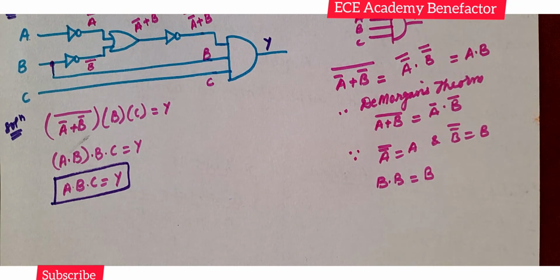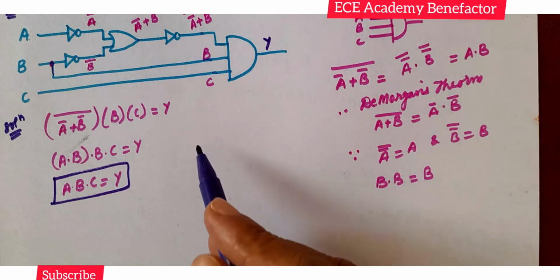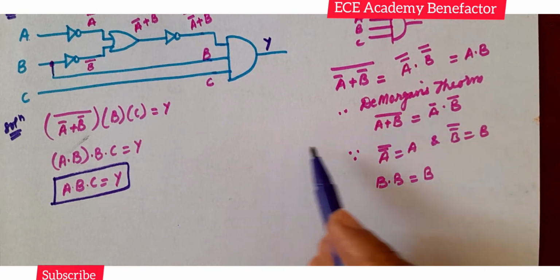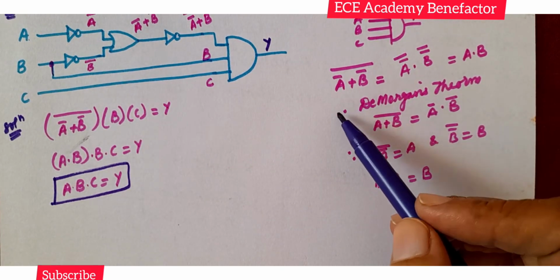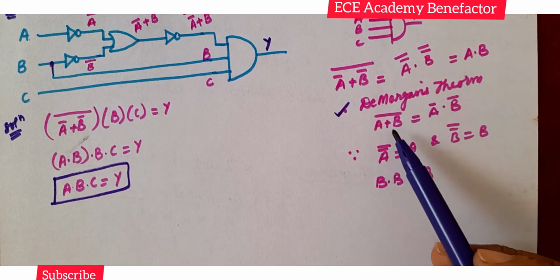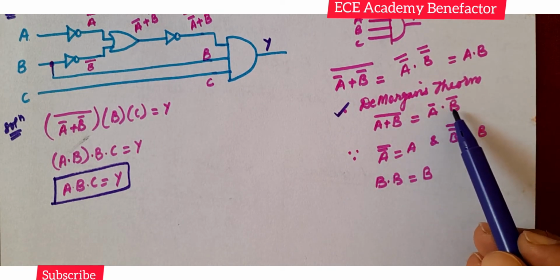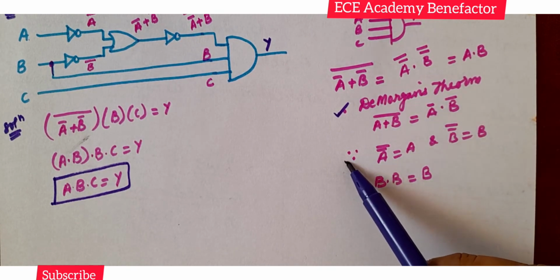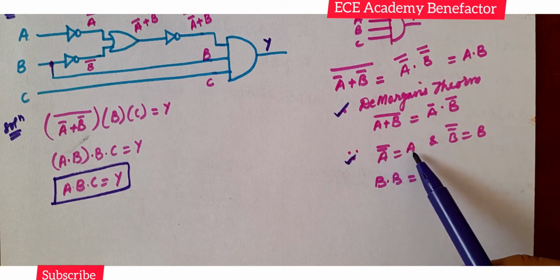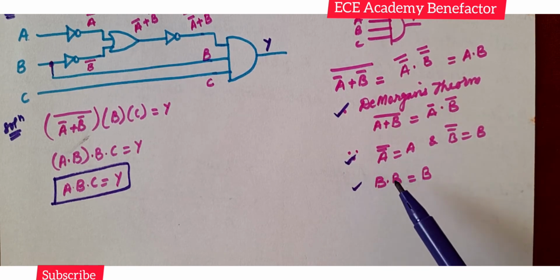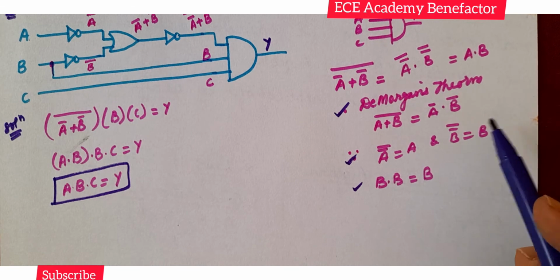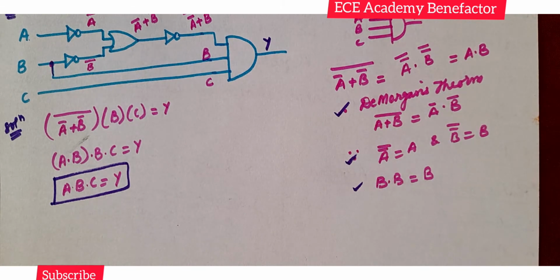Okay. So, like this you have to solve. What are the 3 laws we have used? One is De Morgan's theorem, A plus B the whole bar is equal to A bar dot B bar. The second rule is A double bar is equal to A, and the third rule is B dot B is equal to B. So, by using Boolean algebra rules and laws, we can simplify a given expression.